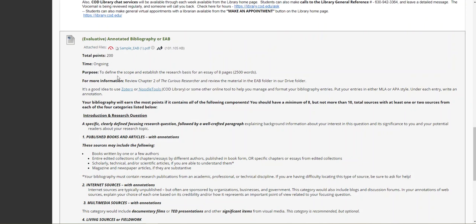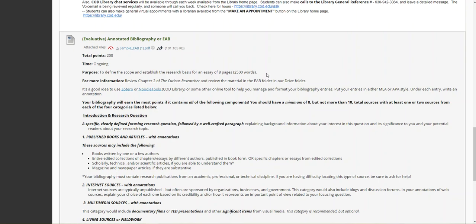The purpose is to define the scope and establish the research basis for an essay of 8 pages or 2,500 words. So this is for your research essay, which is going to be about 8 pages, 2,500 words, meets the Illinois Articulation Initiative requirements. For more information, read chapter 2, as I say here, and review the material in the EAB folder in our drive folder. I think I'll have some additional information in there. If not, I think I moved everything over to the Blackboard unit here.